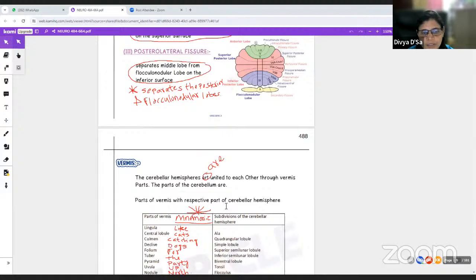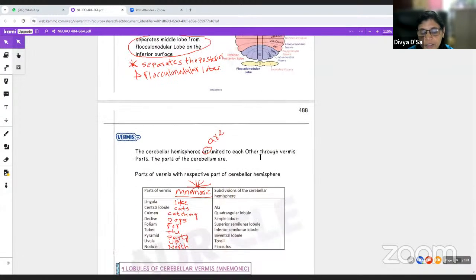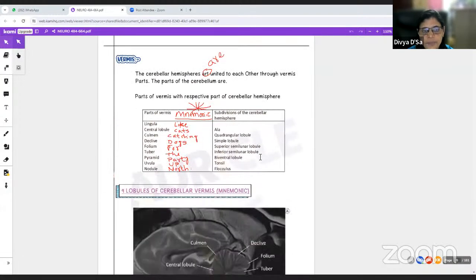The cerebellar hemispheres are united to each other through the vermis. So in the center, we see the vermis.